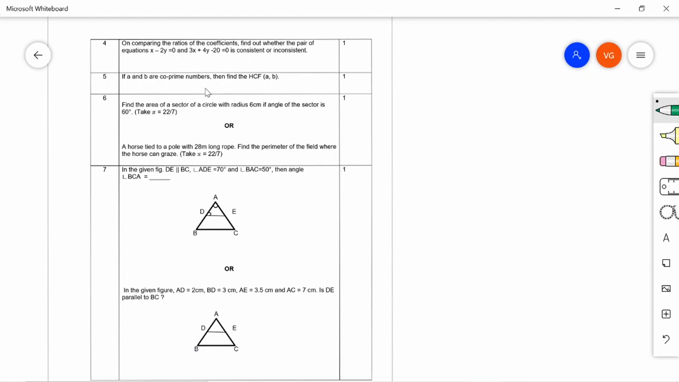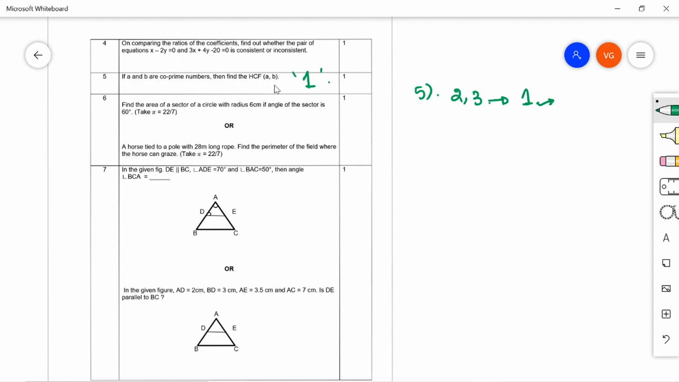Question number 5. If A and B are co-prime numbers, then find HCF of A comma B. So co-prime numbers are nothing but two consecutive integers. So let us take two numbers 2 comma 3. Their HCF is 1. Any two consecutive integers you take, their greatest common divisor will be 1 only. So HCF is also equal to 1 here. You can write it directly. You will get that 1 mark easily.